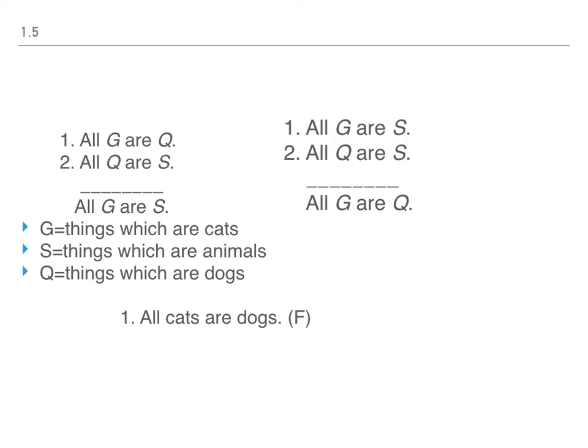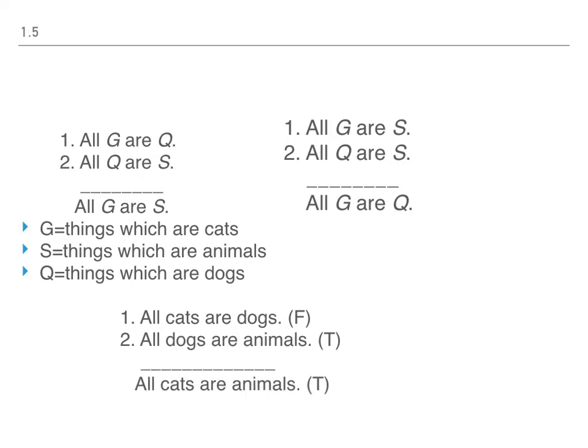So that's what the first premise would say. The second premise would say that all dogs are animals, because it says that all Q are S, and now Q stands for things which are dogs, and S stands for things which are animals. And then again, following that very same pattern, the conclusion would say that all cats are animals, all G are S. So now looking at that, you ask yourself, is this still a valid argument? It's not the same argument as before. It's not the pattern on the right. It's not the pattern on the left. And that pattern actually is valid. That is a valid pattern.